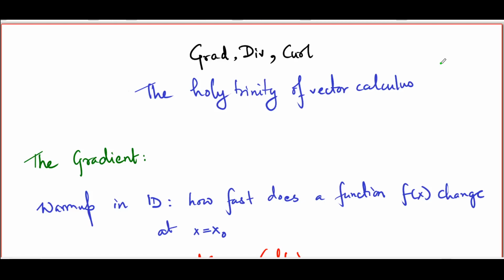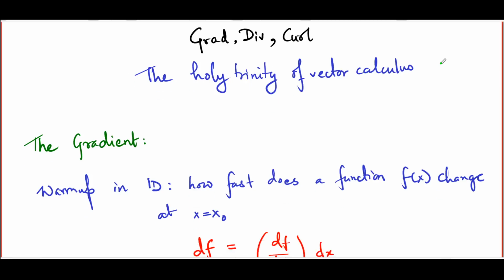And just to give you an idea of what the gradient is, let us first do a warm-up in one dimension, where we are talking of functions of a single variable, let's say f of x. And gradient here is essentially a number which tells us how fast does a function f of x change at a particular point, let's say x equals x0.